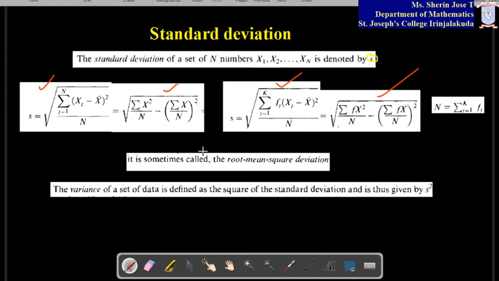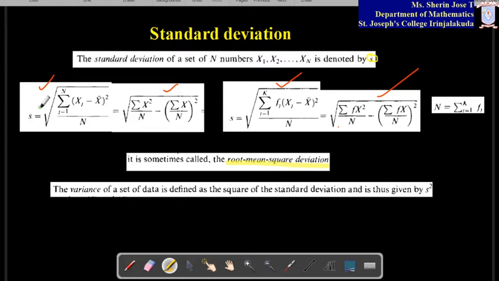And there is another name for this, that is called root mean square deviation. Instead of standard deviation, we can call it root mean square deviation. That is like a word meaning: the deviation from the mean, we take the square, take the sum of that, and take the root. That's called root mean square deviation.